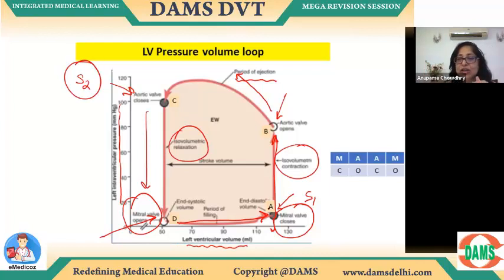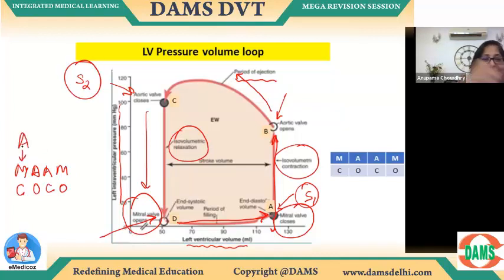The moment the LV pressure exceeds the LA pressure, mitral valve will close, giving the first heart sound, and the next cardiac cycle starts. So once again, mitral valve closes at A, aortic valve opens at B, aortic valve closes at C, and mitral valve opens at D. And there is a little mnemonic here for that. I always want you to remember your physio ma'am. So ma'am Coco, yes. At point A, mitral valve closes. At point B, aortic valve opens. At C, aortic valve closes. At D, mitral valve opens.